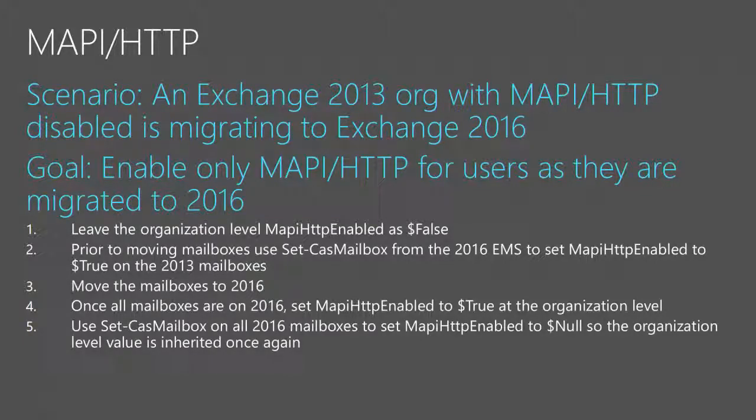So here's some scenarios for you. So you've got an Exchange 2013 org. They don't have MAPI over HTTP enabled, and they want to migrate to Exchange 2016. And they have a goal of only enabling MAPI over HTTP for users as they're migrated to 2016. So they don't want any 2013 mailbox users to use it. They only want 2016 mailbox users to use it. So I'm not going to drill into these steps, but these are the steps that you would actually use in order to achieve this configuration. So we do have ways beyond the on-off switch that we had in 2013 for you to be able to control which users get the new protocol and when they get it as well.